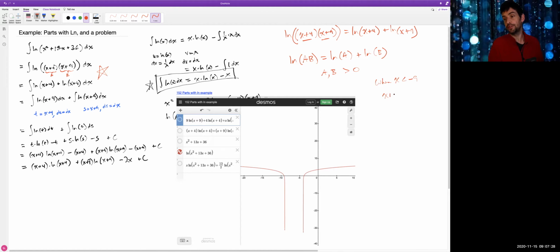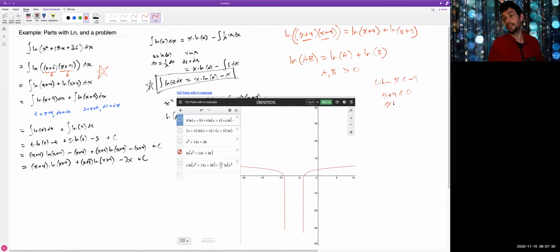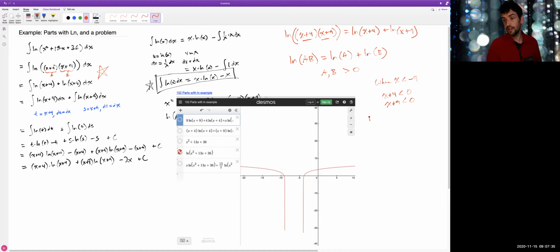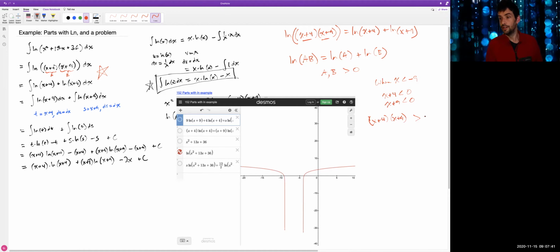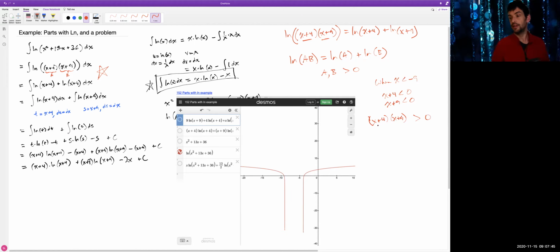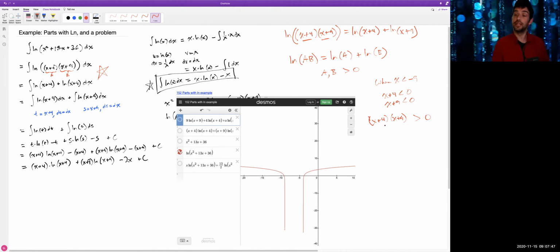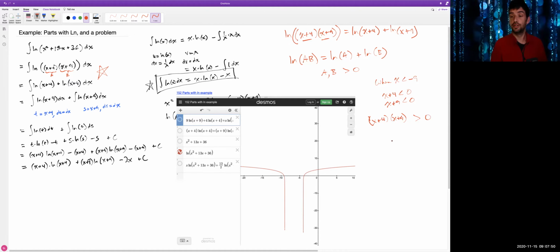But if both of them are negative, when x is less than -9, then we get x plus 4 is less than 0, and x plus 9 is less than 0, which means x plus 4 times x plus 9 is greater than 0. Okay? Which means we can put this into the natural log.